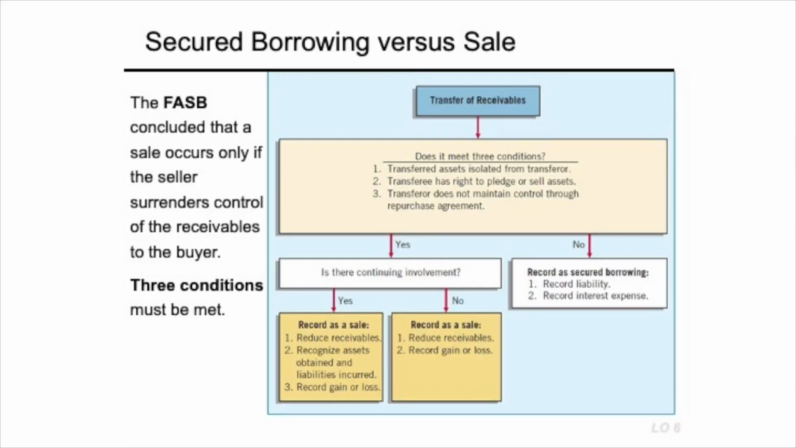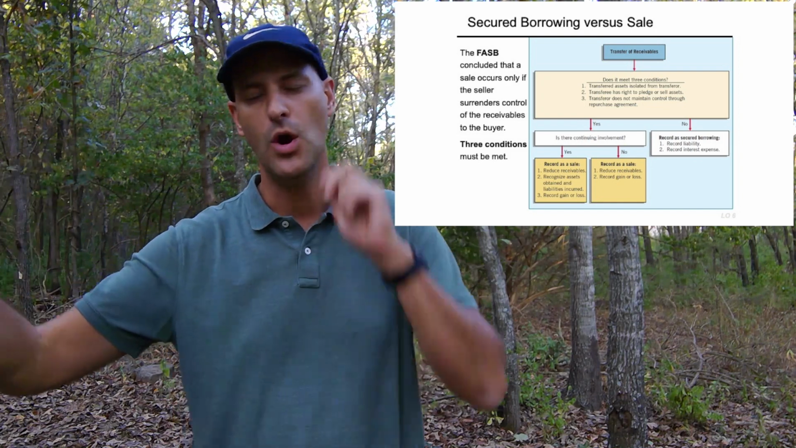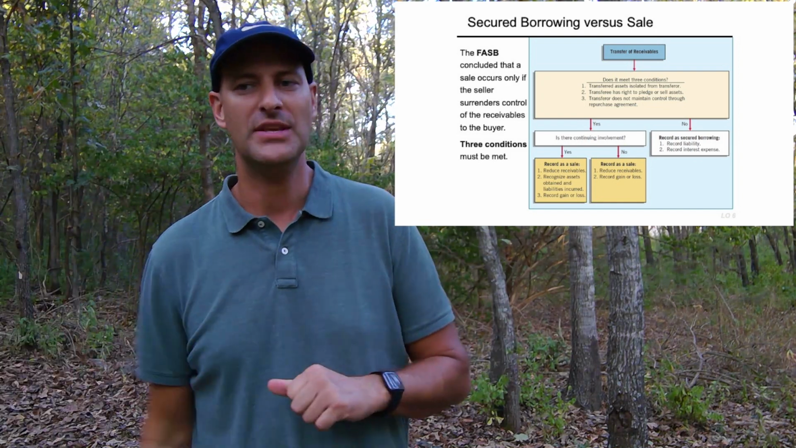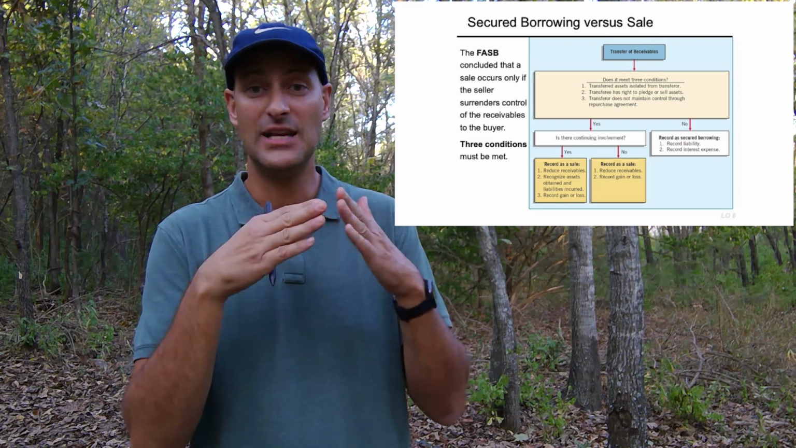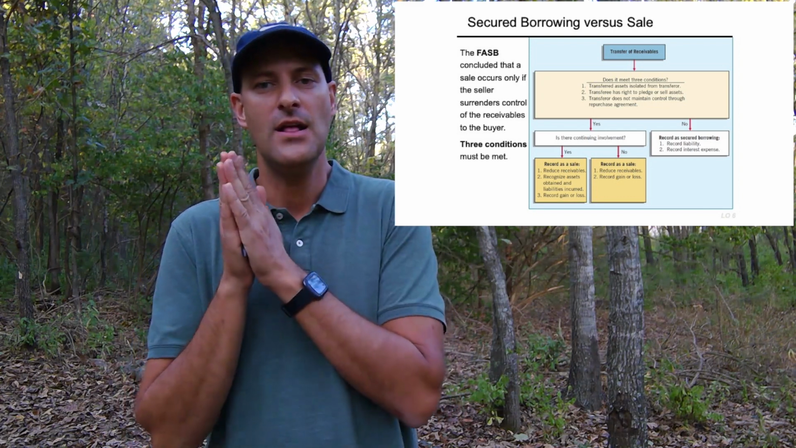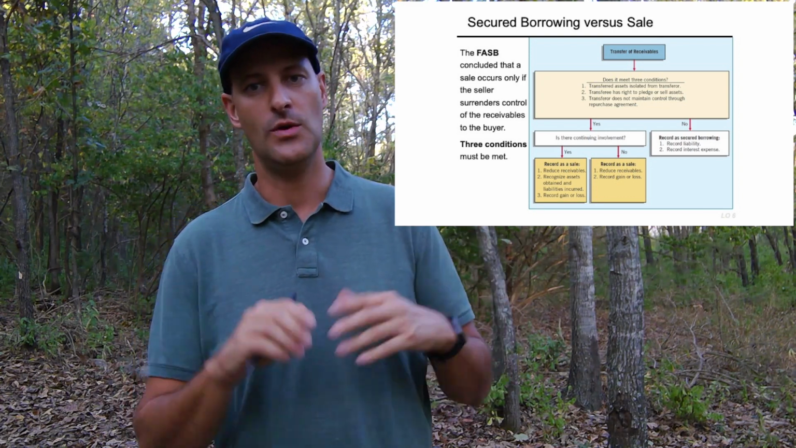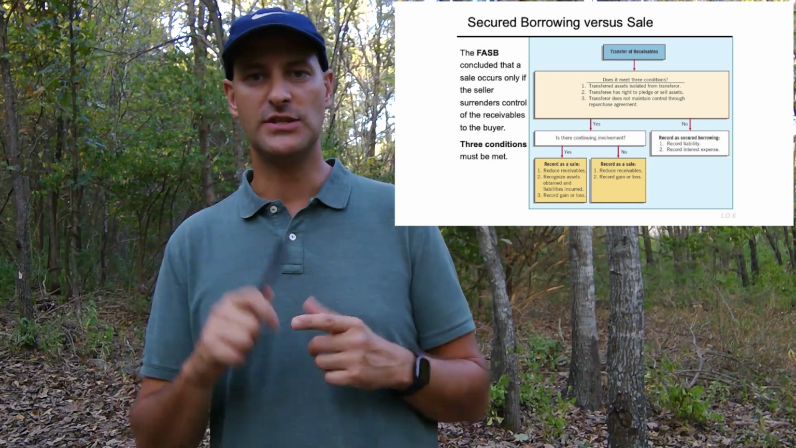So we transfer receivables. The first question, does it meet 3 conditions? Is the transferred asset isolated from the transferor? That's the person getting rid of it. So it has to be isolated from them. Typically that's what used to be referred to as bankruptcy remote. I don't know if that's how it's referred to now, but this idea that it has to be isolated from them means even in bankruptcy, the creditors can't come and get it. So that's the first thing.